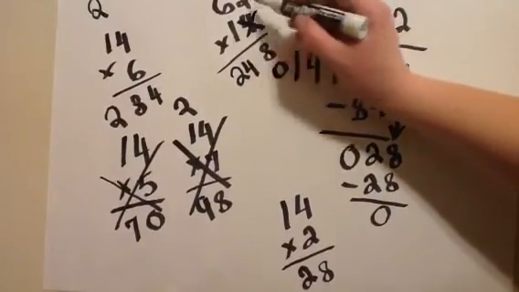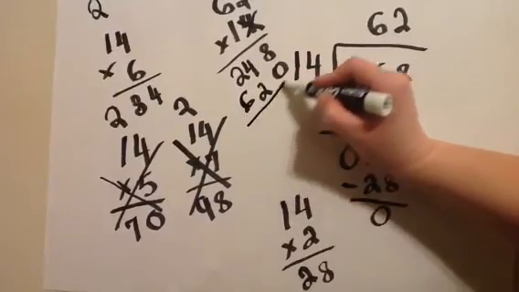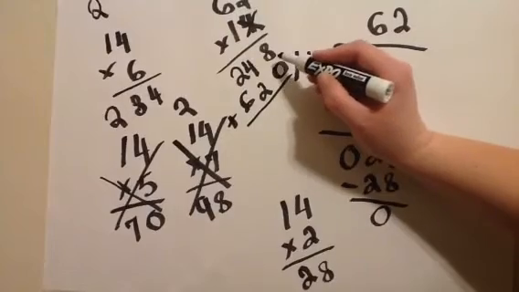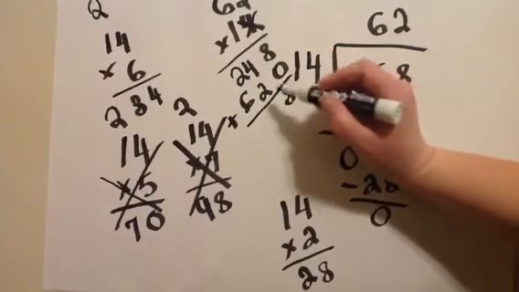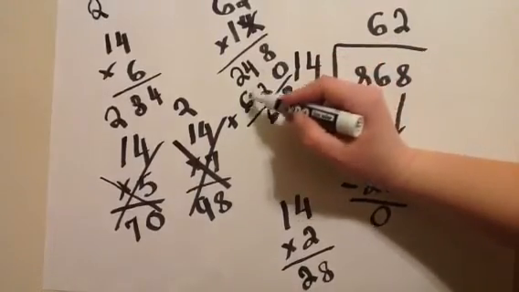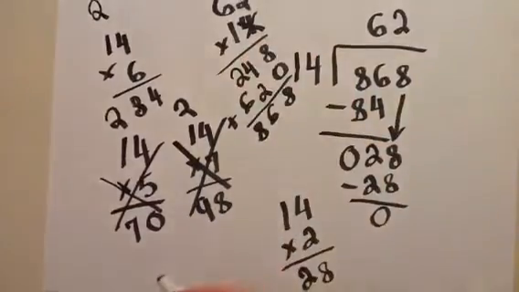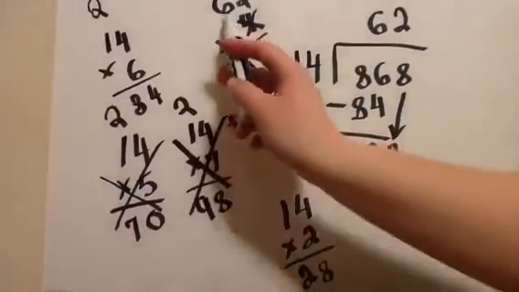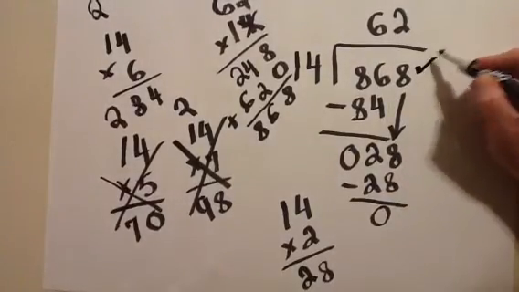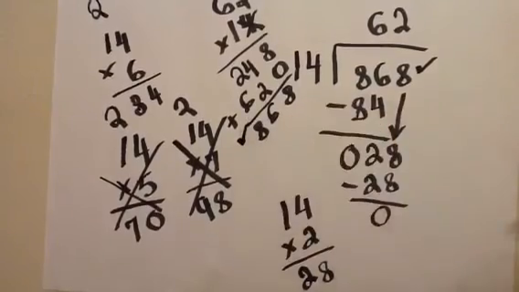And we're going to say 1 times 2 is 2, and 1 times 6 is 6. We're getting a little crowded here, but it'll be okay. So 8 plus 0 is going to give us 8. 4 plus 2 is going to give us 6, and 6 plus 2 is going to give us 8. So the product of our multiplication problem, 62 times 14, is the same as our dividend in our division problem. So we did our division problem correctly.